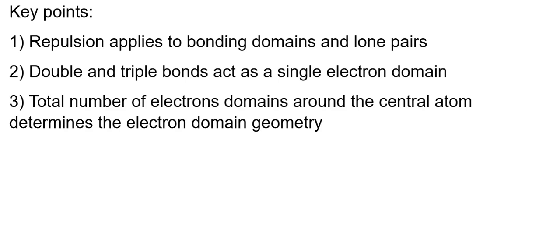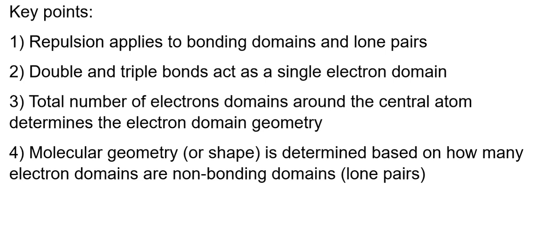The total number of electron domains around a central atom determines the electron domain geometry. Now, when we say central atom, it doesn't always have to be just one atom in the middle. It could be one atom in the part of a longer chain or a larger molecule, and we're trying to figure out the shape around that atom. So by determining the number of electron domains, we can start to unpack the geometry of the electron domains and figure out how they're oriented in 3D space.